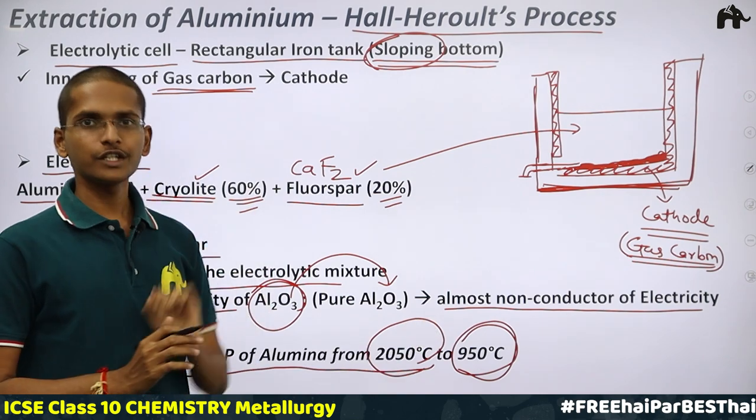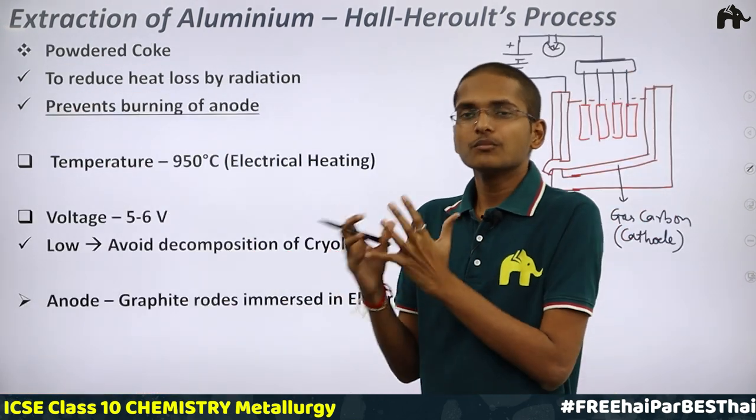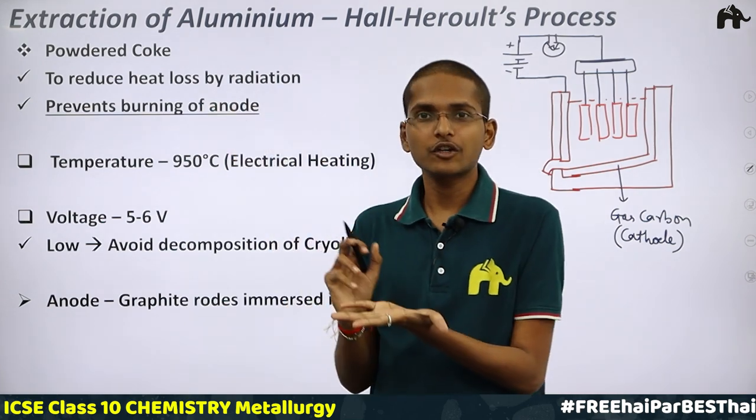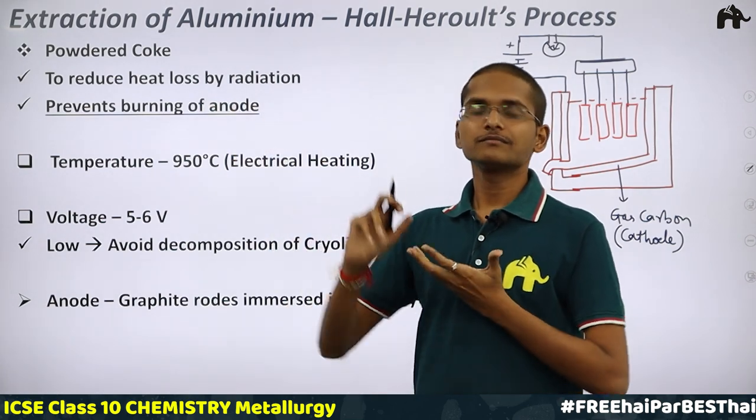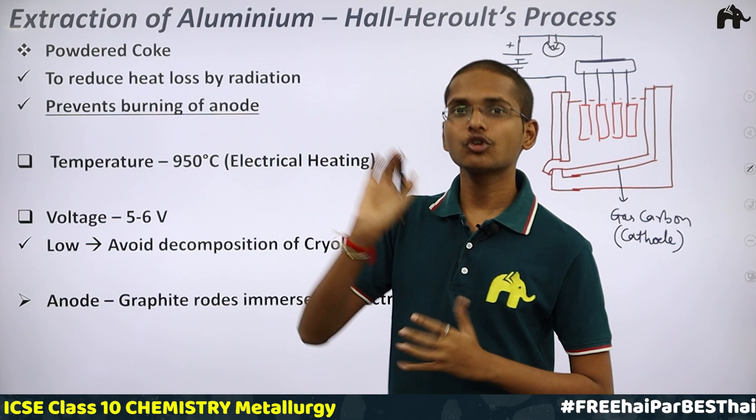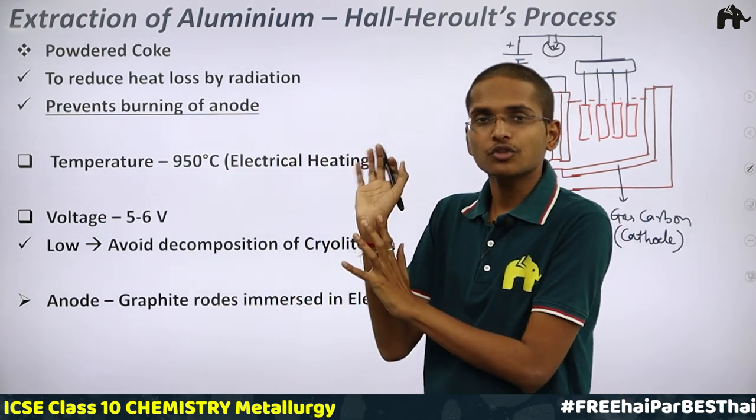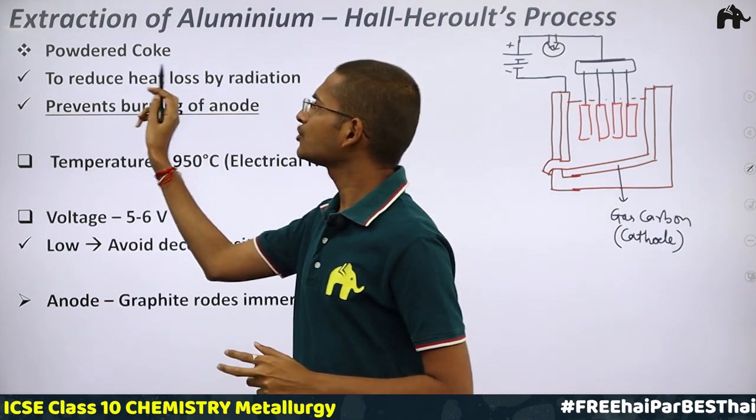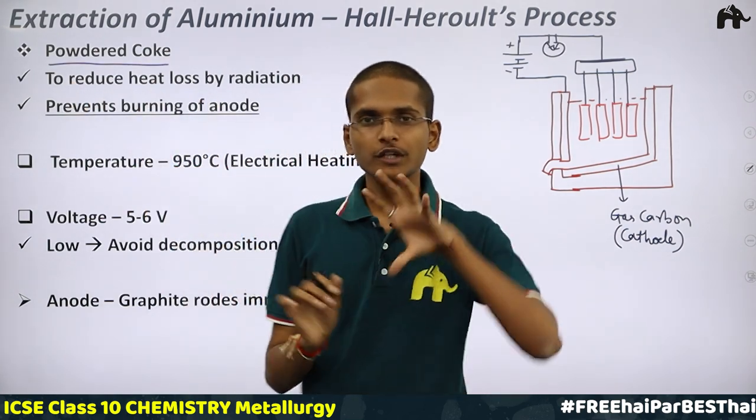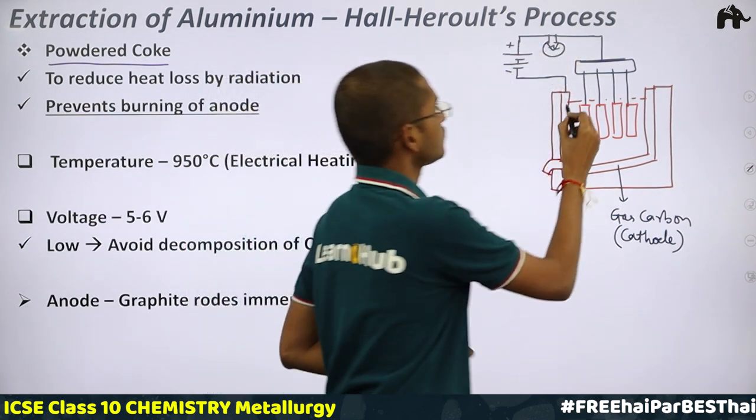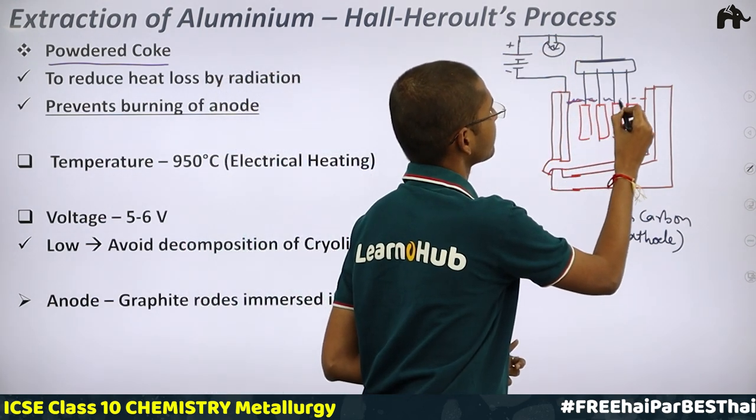Clear with this part? Now, some more things we are going to require apart from the electrolytic cell and the electrolyte. We have also seen which electrode we are going to use as a cathode, but we are remaining with the anode as well. And also some more things: first of all, we are going to use powdered coke. We are going to sprinkle this powdered coke on the top of this electrolyte.